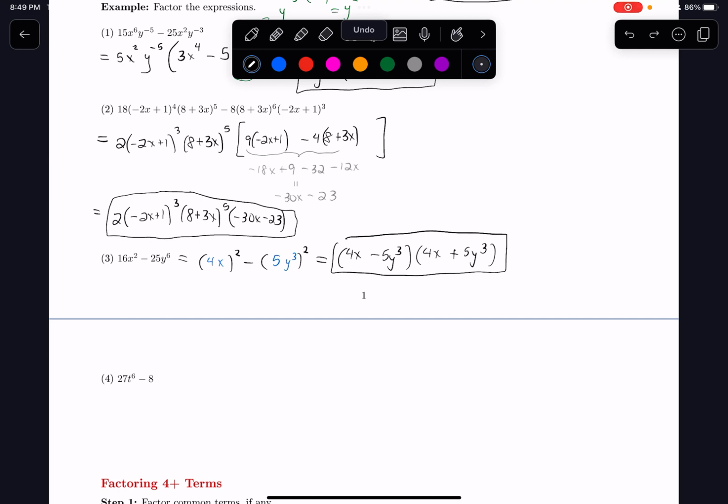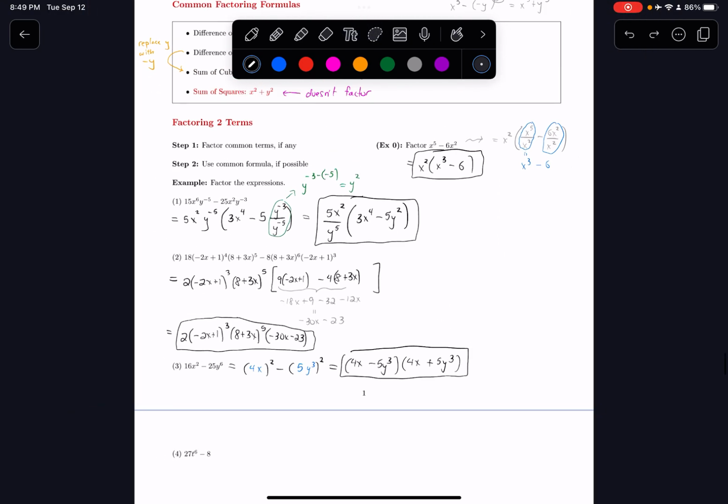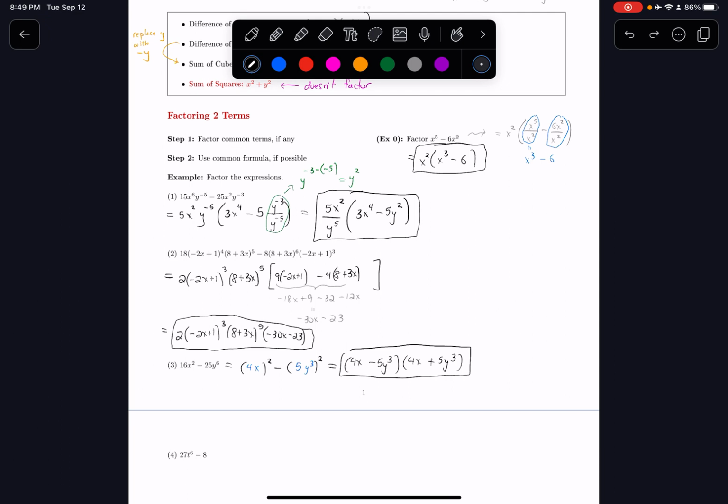So then I think, can I use one of my common factoring formulas? Is this some perfect squares or some perfect cubes? And this one looks like I might have some perfect cubes. So something cubed minus something cubed. Okay, so, well, what goes in the second parentheses? I think that's a little bit easier. What cubed is 8? Well, that's 2. In the first parentheses, what cubed is 27t to the 6? That's going to be 3 and then t squared. Okay, so I do have some perfect cubes here.